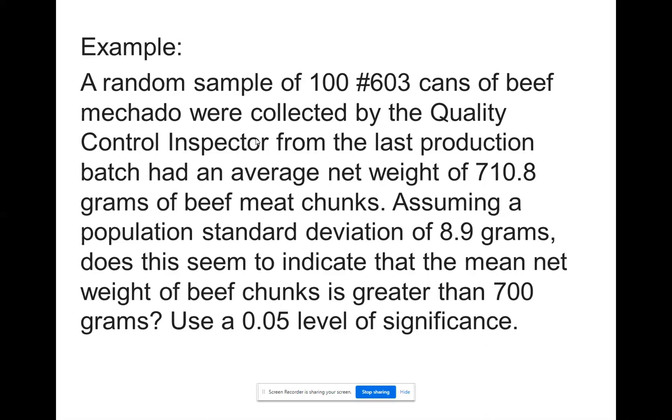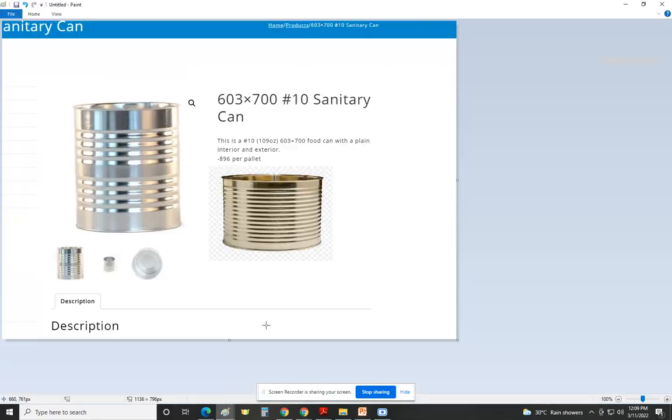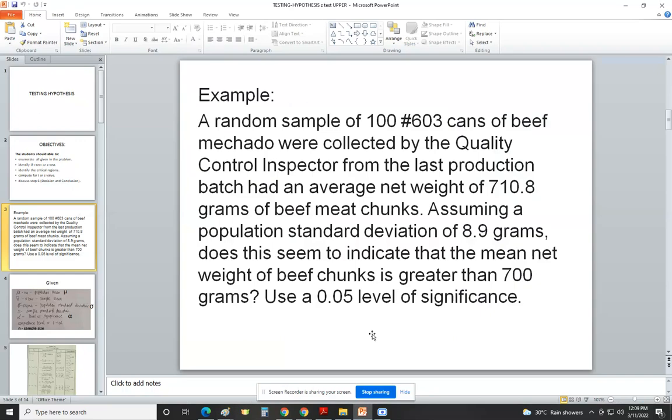beef mechado, no? For example, yung malaking lata, that is 603, no? No, for those students na hindi alam ang 603, okay, ito ang 603 na can. Okay, just example lang, no? May product na beef mechado, nasa loob ng, usually ito yung sa atin dito sa tuna canning, no? Yung maliit na 603 can. Okay? So, okay, so balik tayo. So again, assuming that you'll become a quality control inspector, no?